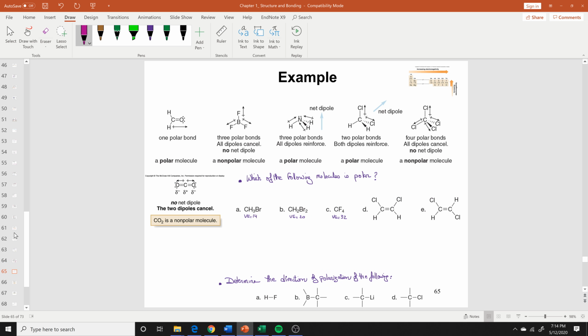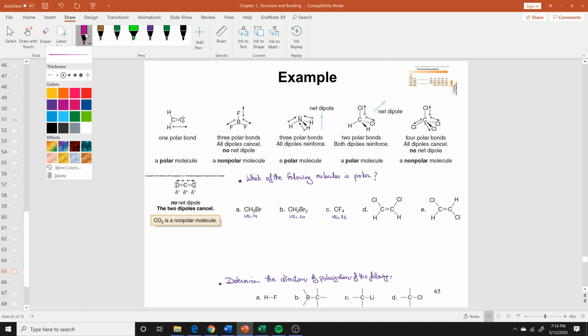Now let's have another example. With all of these, draw the Lewis structure and the molecular geometry, or shape, as I am doing over here. Now determine if the molecule is polar. If you have a direction of polarization, the molecule is polar. Here, between boron and fluorine, fluorine is more electronegative, so you have two arrows pointing down. The resultant of these two arrows is going to be pointed down.